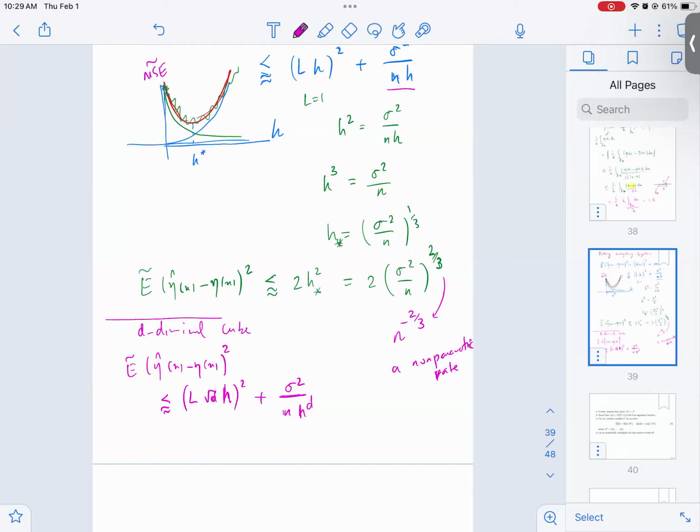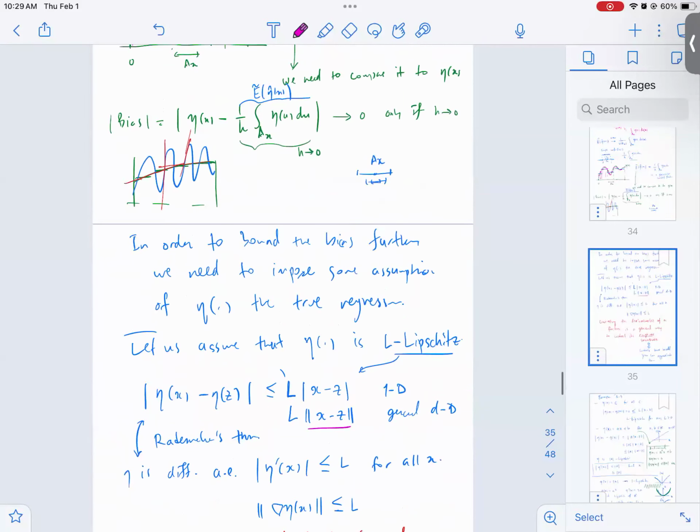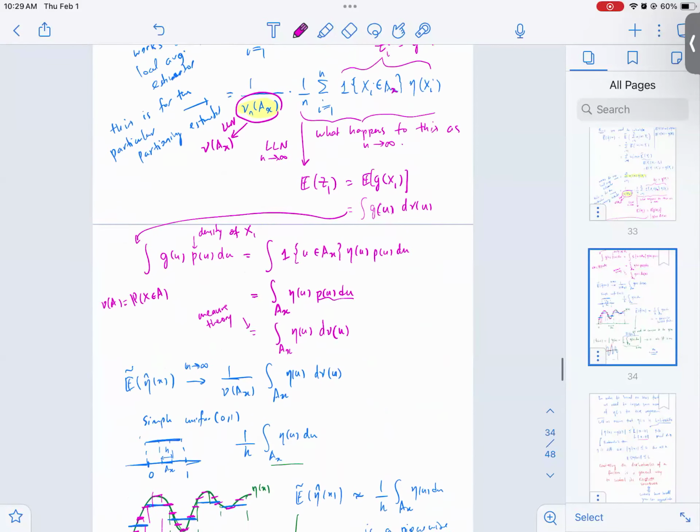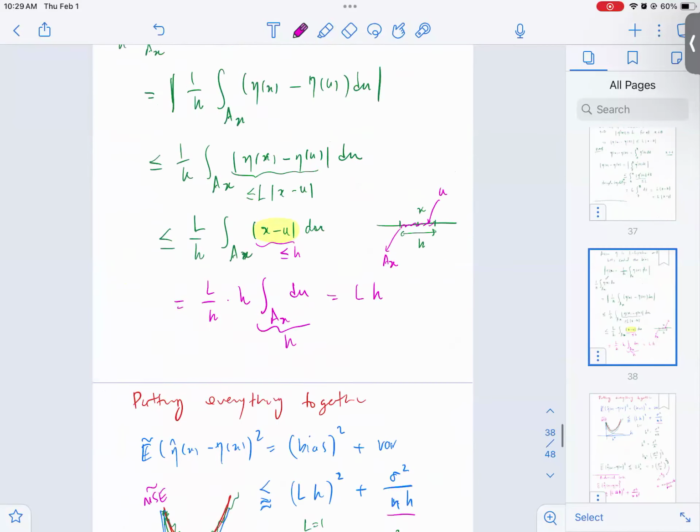This I want you to do as an exercise for yourself: go back to the variance and see where this H comes from. Where was the H? Yeah, this H. Up to this point, everything is fine, but in D dimensions this is no longer going to be H. It ends up being H to the D.